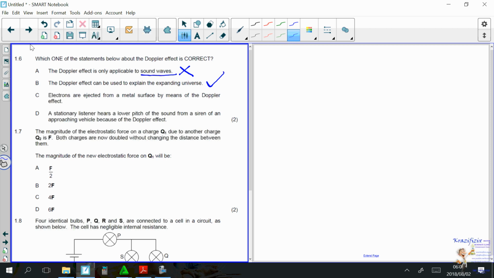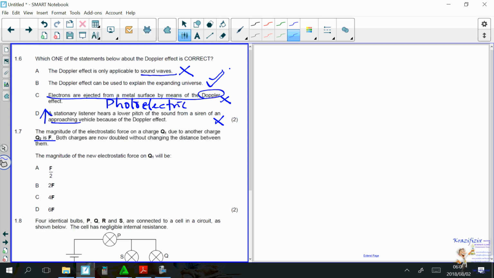Electrons are ejected. No. Electrons are not ejected in the Doppler effect. This is wrong. Electrons are ejected when we talk about the photoelectric effect. So this is wrong. A stationary listener hears a lower pitch of the sound from the siren of an approaching ambulance. If it's moving towards, it's supposed to go higher. This is wrong. So the correct option is what? B.